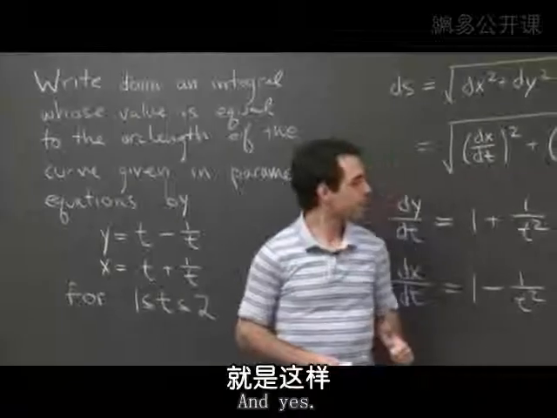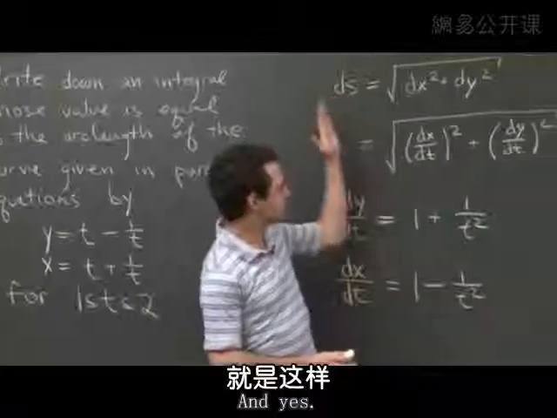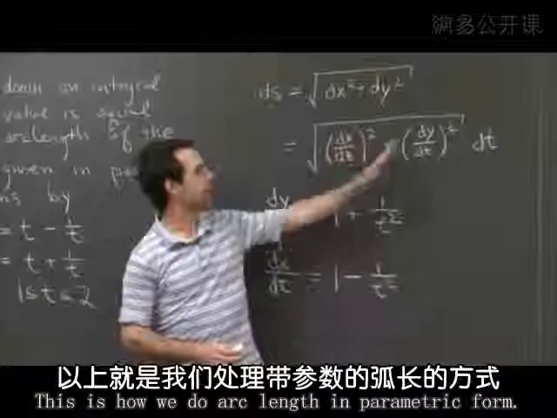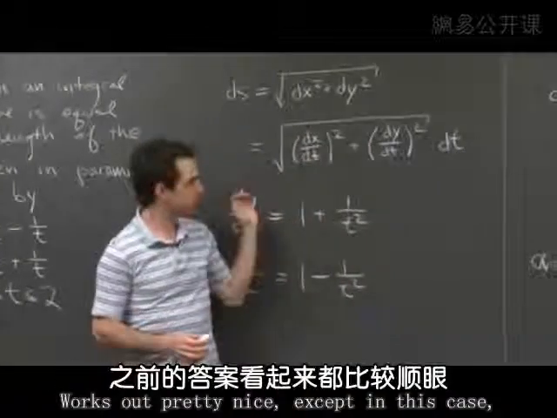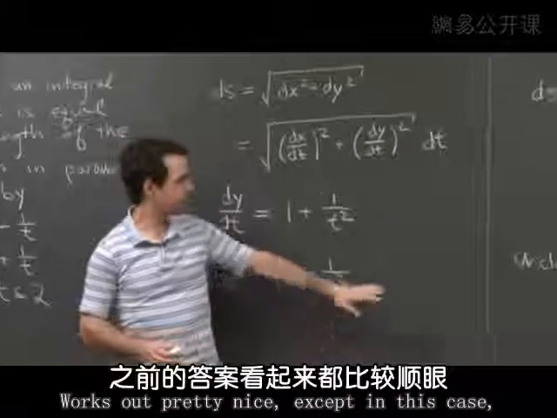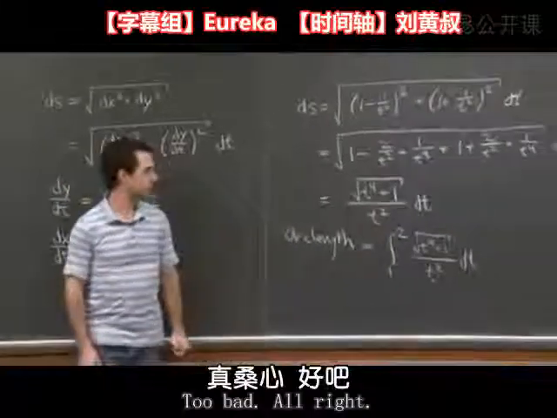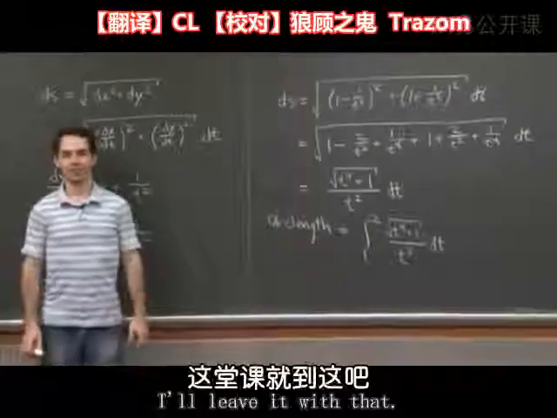Okay. And yes, this is how we do arc length in parametric form. It works out pretty nicely, except in this case, we get an integral we can't evaluate at the very end. Too bad. All right, I'll leave it with that.